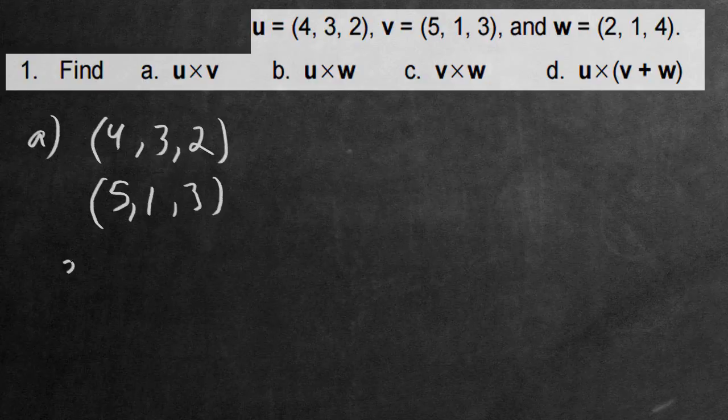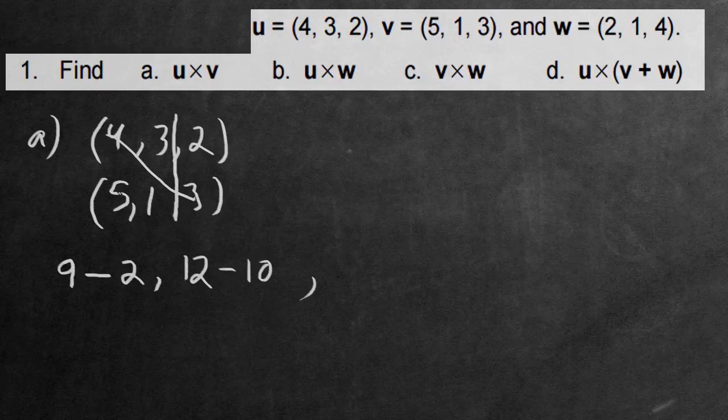3 times 3 is 9. Now we subtract the other product, the 2 and the 1. So 2 times 1 is 2. And this is the first coordinate of the new vector we're trying to find. Now we cross multiply the other coordinates, the 4, the 5, the 2, and the 3. So 4 times 3 is 12, and 5 times 2 is 10. So 12 subtract 10, comma.